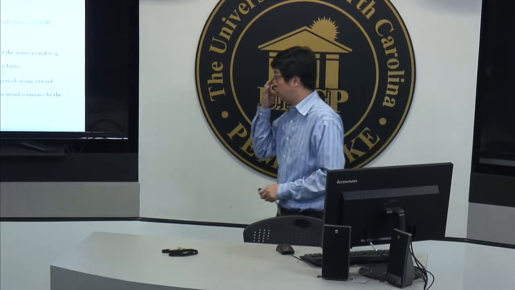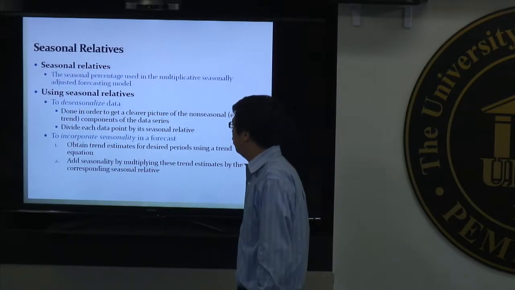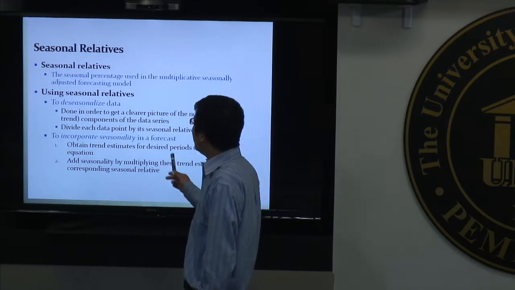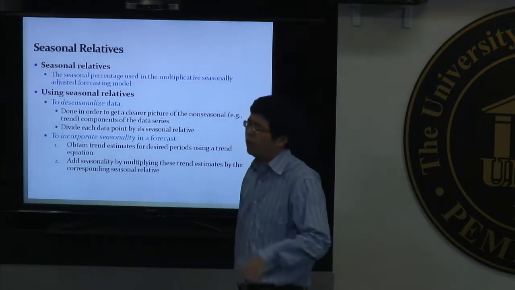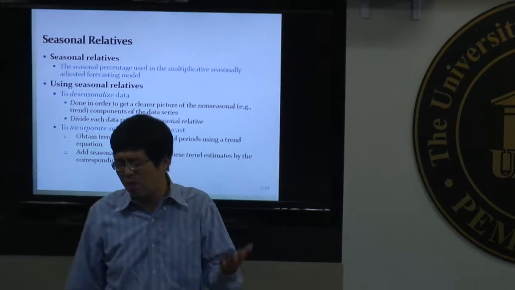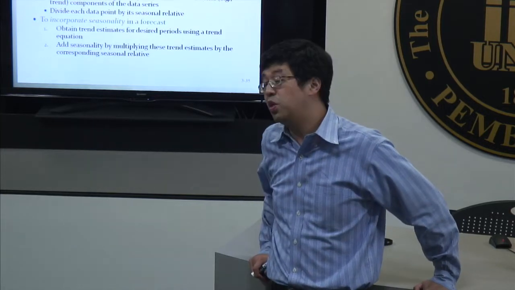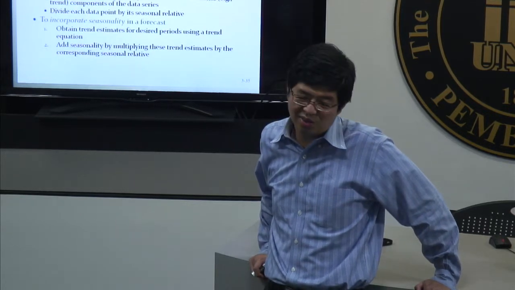So next, we'll talk about how to really calculate the forecast for seasonality. Seasonal relative is in fact a multiplicative model. It's the seasonal percentage used in the multiplicative seasonal adjusted forecast model. So how do we use the seasonal relatives? First, we have to get a clear picture of the non-seasonal component of the data series. If we look at ice cream demand, think about summer, let's say we can sell 100 units of ice cream per day. In the winter, we only sell 15 units. Can you say in summer we are doing better business than in winter? Can you say that for ice cream?